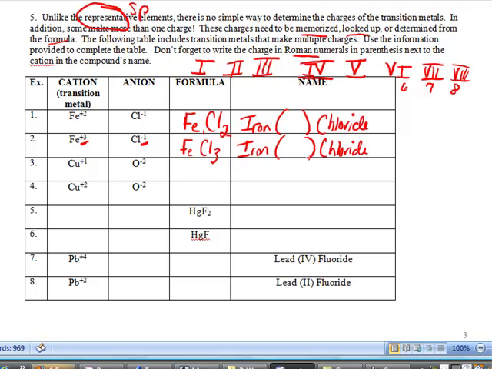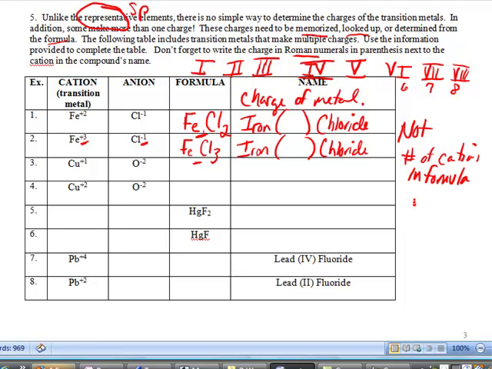Now your Roman numerals tell you the charge of your metal. The Roman numerals tell you the charge of your metal, not how many are in the formula. If we used how many are in the formula, that'd be silly. This is 1, this is 1. We wouldn't put 1 in each and then say they're two different names. Kids make this mistake constantly, which is why I'm stressing it. It's not the number of cations in the formula. It's the charge.